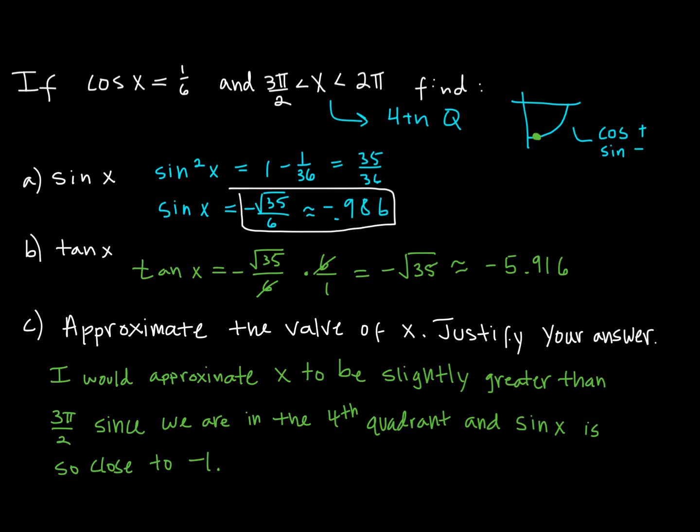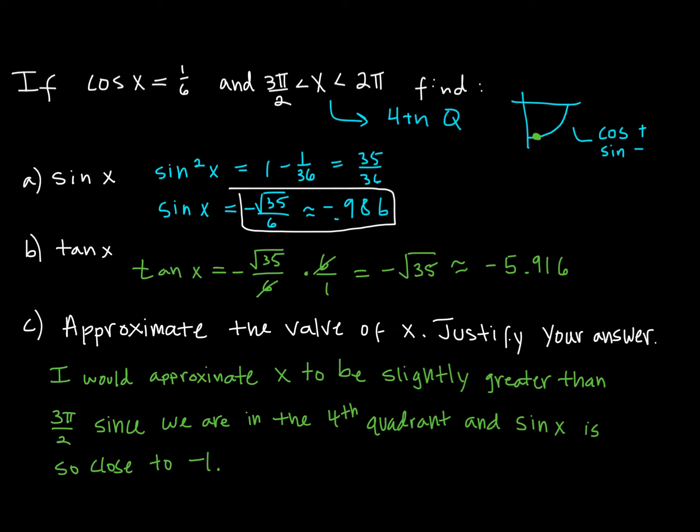Finding sine of x, we can use the Pythagorean identity. Sine squared of x is 1 minus cosine squared. Cosine squared is 1 squared, 1, over 6 squared, which is 36. 1 minus 1/36 is 35 over 36. And then I need to square root both sides. So the operation that gets me from this equation to this equation is square rooting both sides.